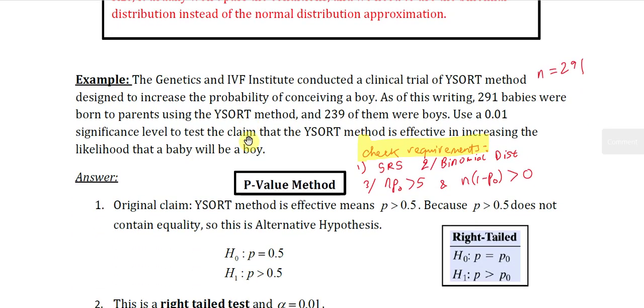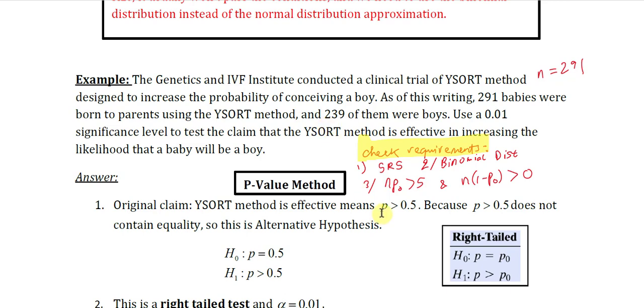Alright, let's try one example here. The Genetics and IVF Institute conducted a clinical trial of the YSORT method, designed to increase the probability of conceiving a boy. As of this writing, 291 babies were born to parents using the YSORT method, and 239 of them were boys. We are using the 0.01 alpha significance level to test the claim that the YSORT method is effective in increasing the likelihood that a baby will be a boy.